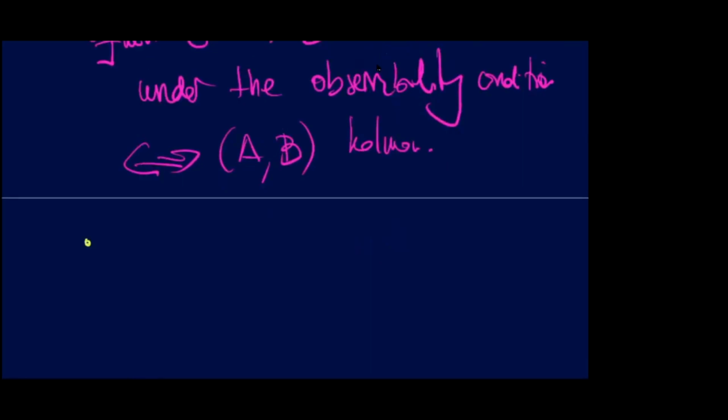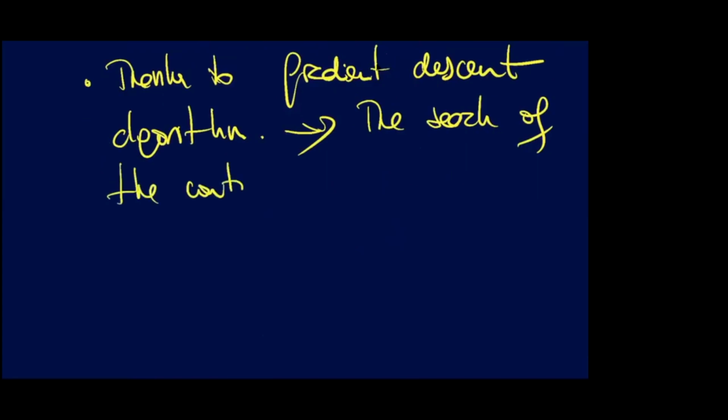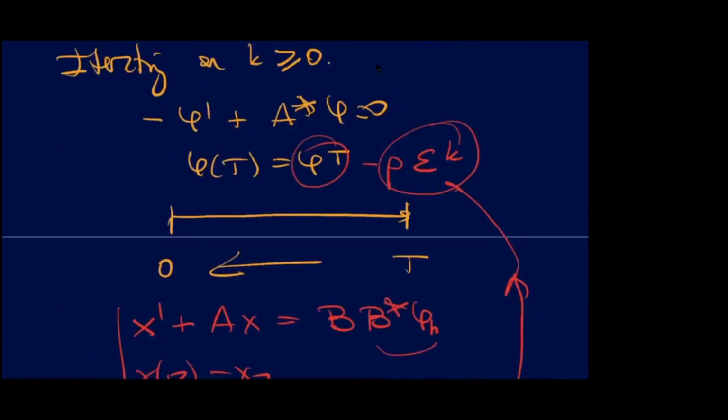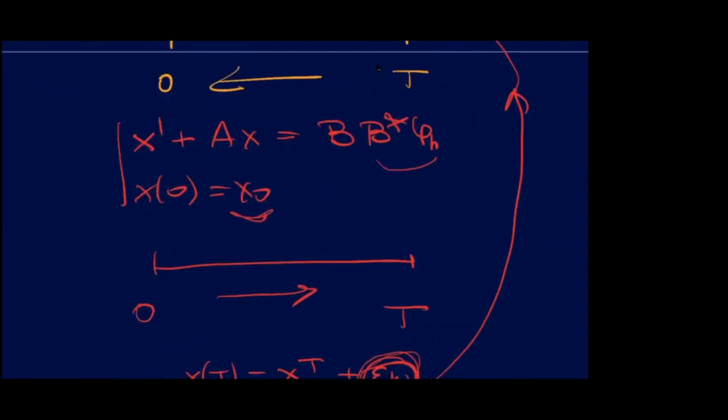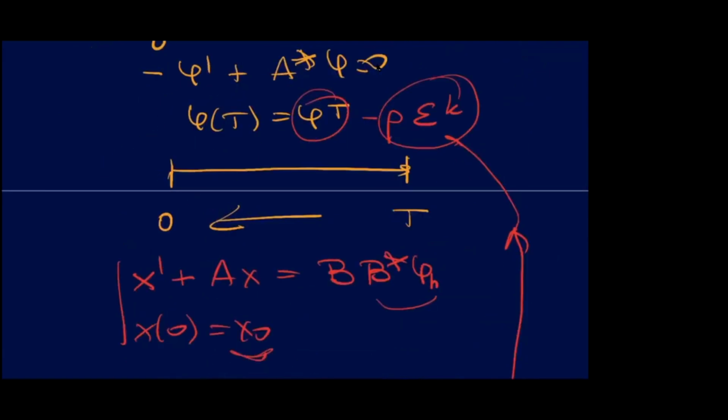Now the next point is that, thanks to the gradient descent algorithm, the search of the control becomes algorithmic. Algorithmic in the sense that the only thing I need to do is to solve the adjoint equation, plug the control given by the adjoint equation in the state equation, and then correct according to the residual, and do a loop in which I do adjoint forward, adjoint backward, in an iterative manner. Very good.